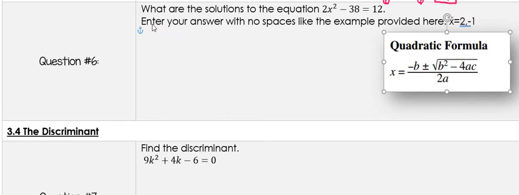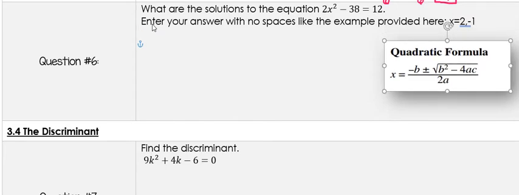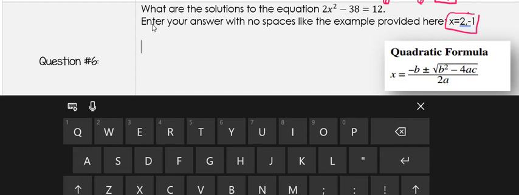In question number 6, it asks what are the solutions to the equation 2x squared minus 38 equals 12. In this question on the test, you're going to have to write your answer with no spaces, something like this. So x equals, and then whatever your two answers are, that's how you're going to want to write your solution.